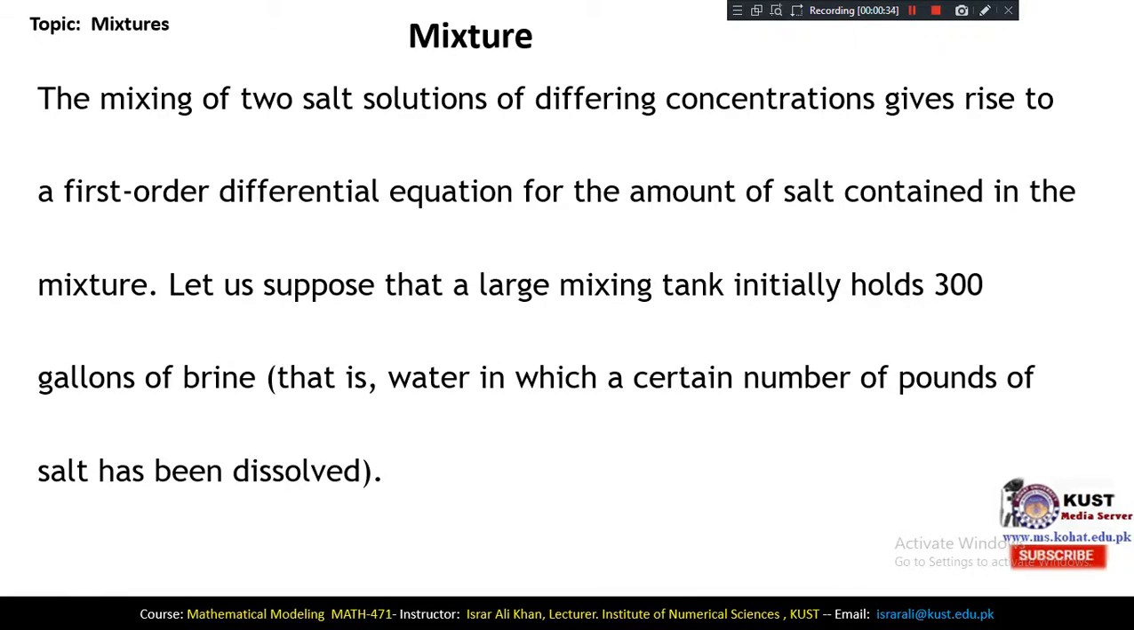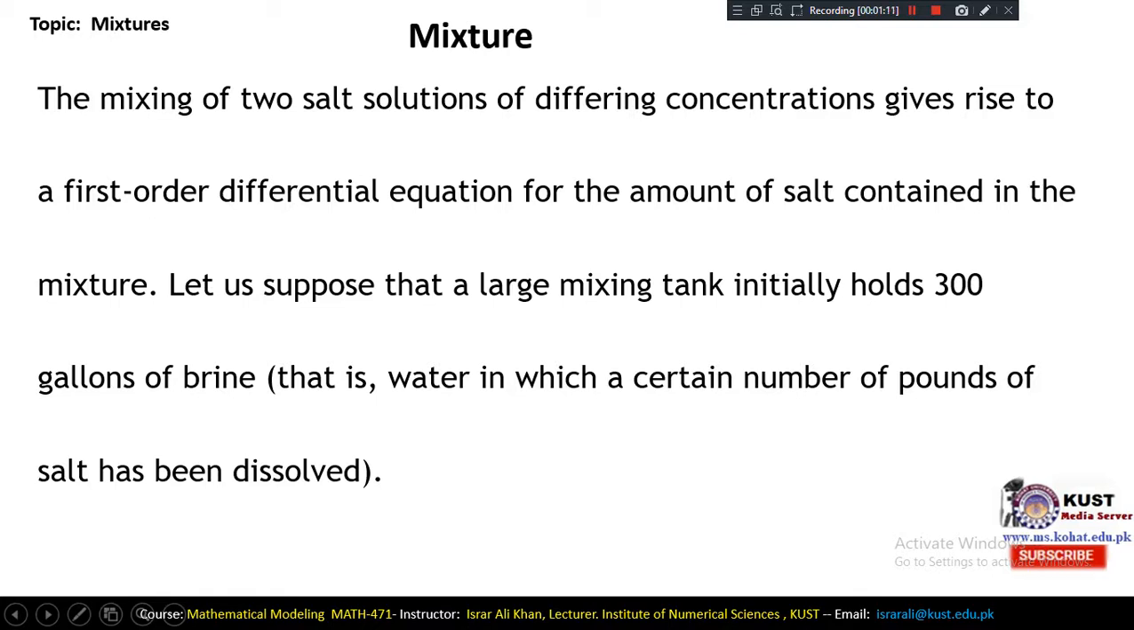Mixture. The mixture of two salt solutions of different concentration gives rise to a first order differential equation for the amount of salt contained in it. Meaning if we have two mixtures in which different amounts of salt have already been dissolved, when we mix these two mixtures, or we also call it brine, this always gives rise to the first order differential equation for the amount of salt contained in it.